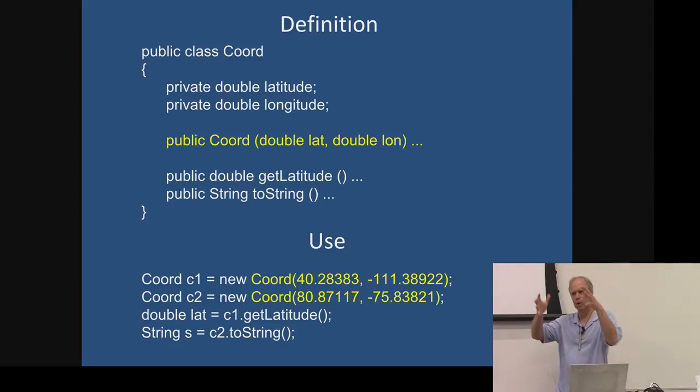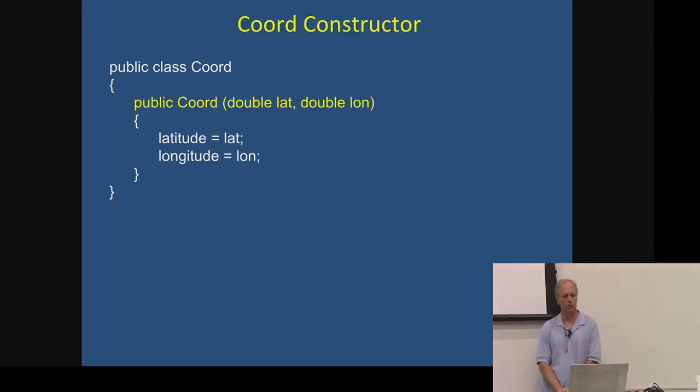So after you have created the object in memory, the constructor runs. And what the constructor does, it can do lots of things, but its primary responsibility is to initialize the object properly. So the constructor runs after new has done its thing and created an object in memory. So let's zoom in and see what the constructor does. So there's our constructor, and it says latitude equals lat, longitude gets lon.